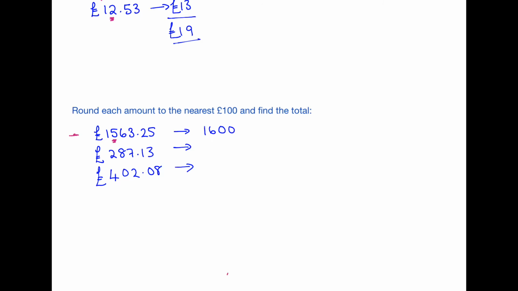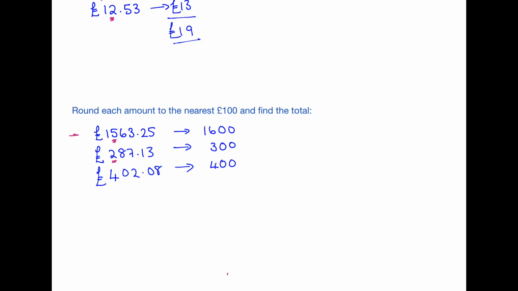Okay, so the next one, looking at the hundreds digit, it's this one. Say it out loud if it helps. £287.13. So the 8 tells you need to round the 2 up one. So that's becoming a 3. So that'll be £300. And then the £402 and 8 pence, that's probably the easiest one there. We can see without even doing any particularly fancy rounding that the amount of £100 that's nearest to £402 and 8 pence is going to be £400.